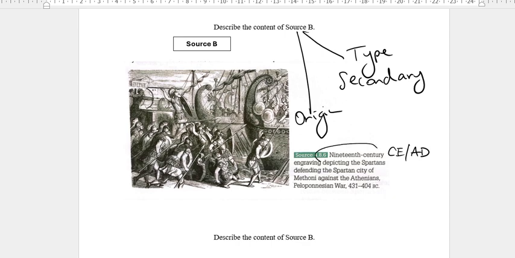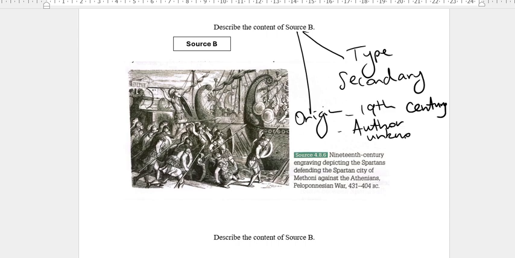And then that also helps us. Origin, we have 19th century. And an author, similar to source A, is unknown. So that gives us all of the information for the first sentence. And then the second sentence is it focuses on the Spartans defending the Spartan city of Methone against the Athenians. And then we're just going to put it together.